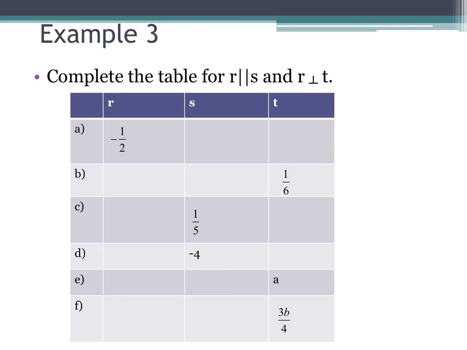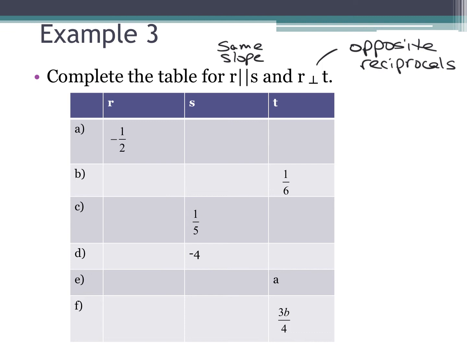Okay, so here they're telling us to complete the table for when r is parallel to s and when r is parallel to t. So what we need to remember here is that parallel lines have the same slope, but perpendicular are going to be opposite reciprocals. So everything that's in the column underneath R is going to be exactly the same as the column under S because R is parallel to S and they have the same slope.